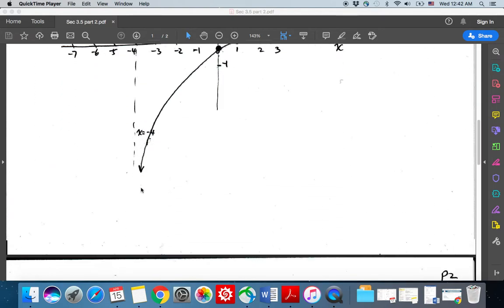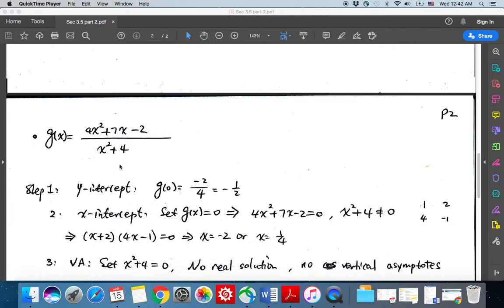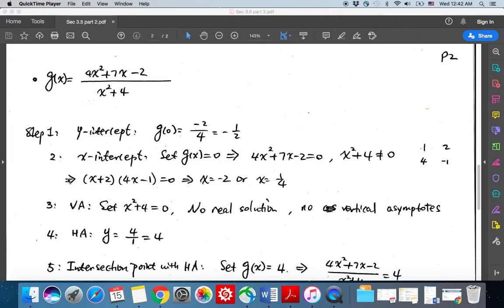So next, let's look at another example. g of x equals (4x squared plus 7x minus 2) divided by (x squared plus 4). We're going to follow the same procedures to sketch the graph for this rational function. Let's start with the y-intercept. By setting x equals 0, this gives us g of 0 equals -1/2.